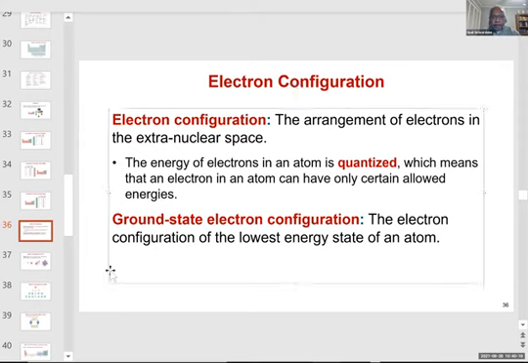Now, these ideas are going to be expanded as we go on. What you see is that electrons are in quantized energy levels. These energy levels are called shells. The shells also have subshells. We're going to look into that.